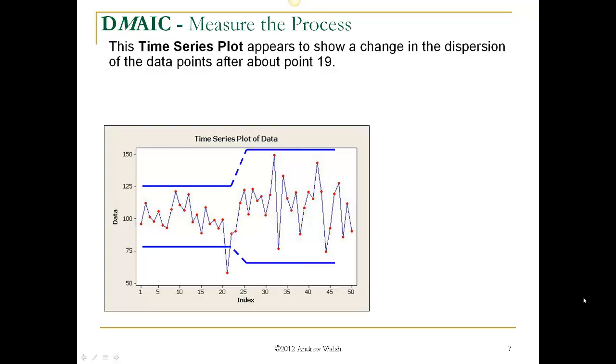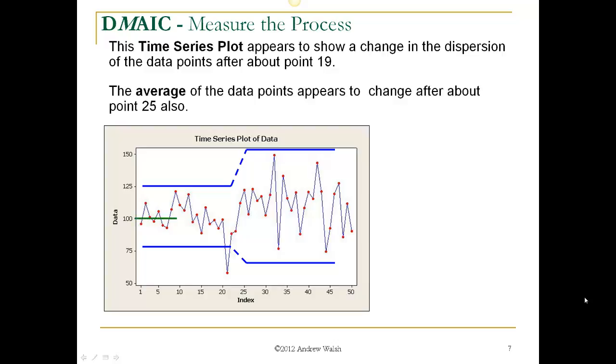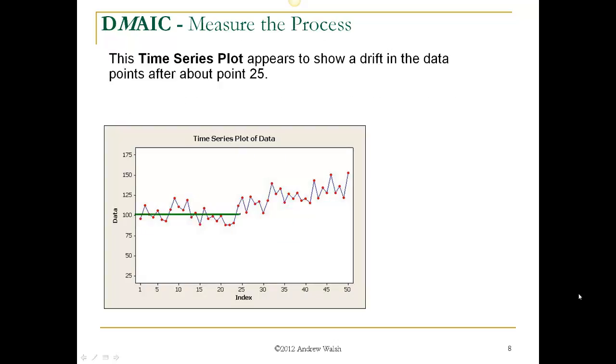This time series plot appears to show a change in the dispersion of the data points after about point 19. We also see that the average of the data points appears to change after about point 25 also. So what happened about that time frame? Was there a change in supplier? Was there a change in shifts perhaps? Was there a change in operator? Something happened that made the process shift or change. Possibly. This time series plot also appears to show a drift in the data after about point 25. So an upward trend is apparent, or appears to be apparent.